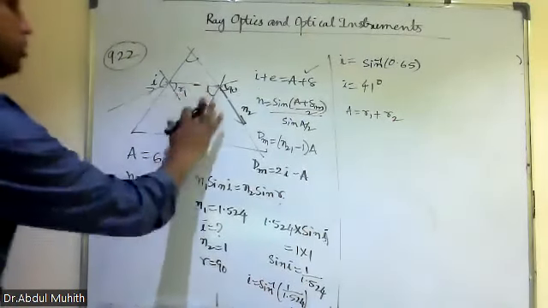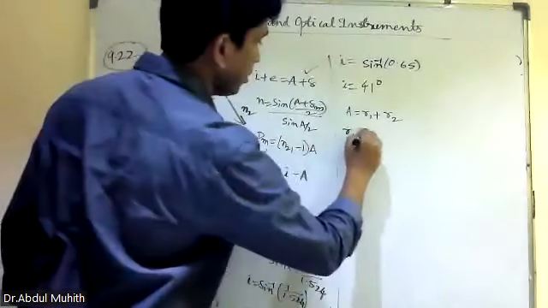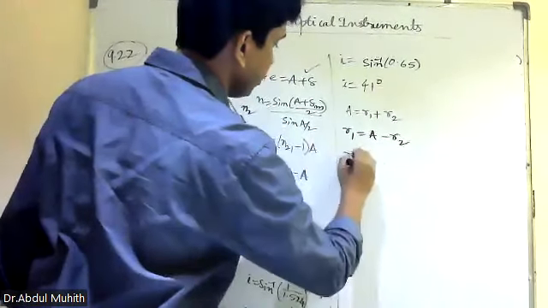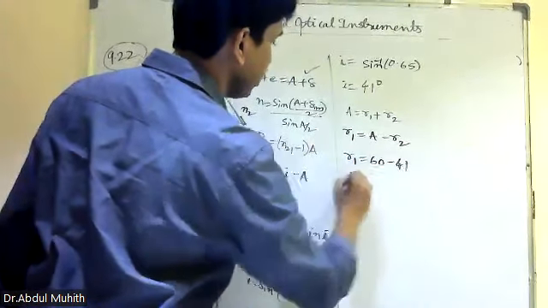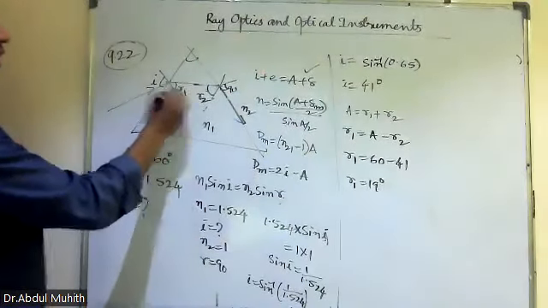So I have here this is R2. A is equal to R1 plus R2. So R1 I want to find out. R1 is equal to what? R1 is equal to A minus R2. So R1 is equal to A 60 minus R2 41 degrees. R1 is equal to 90 degrees. So I got this value now. I got this R1 value.